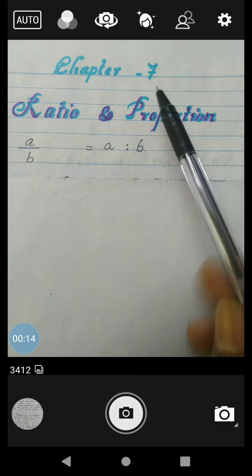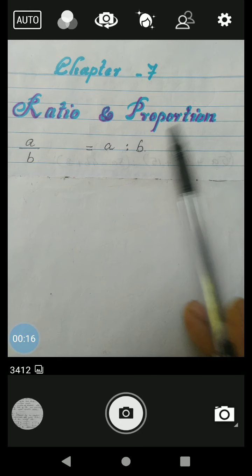Today we are going to learn about chapter 7, ratio and proportion. Basic concepts of ratio and proportion have already been studied in the previous classes, 8th and 9th. And we shall study ratio and proportion in more detail today.